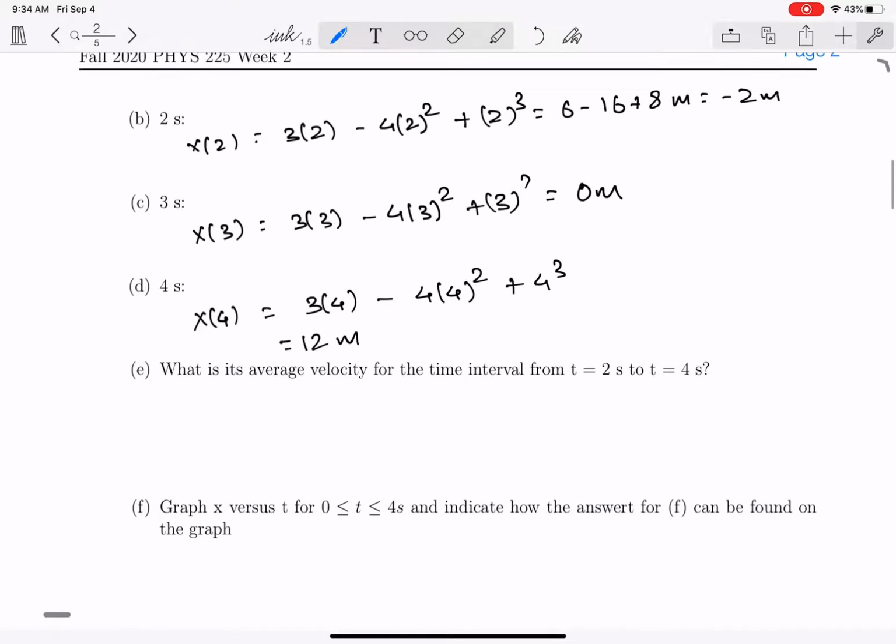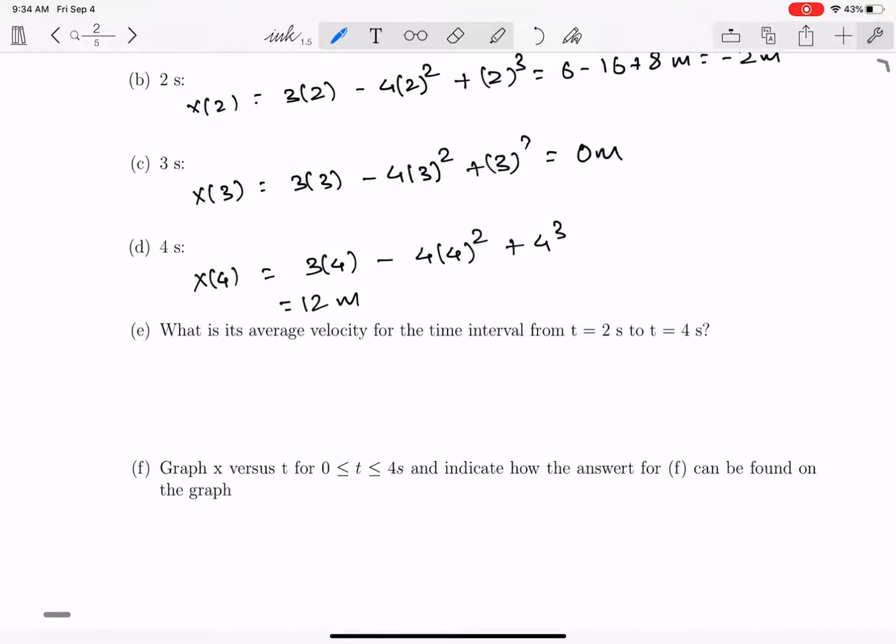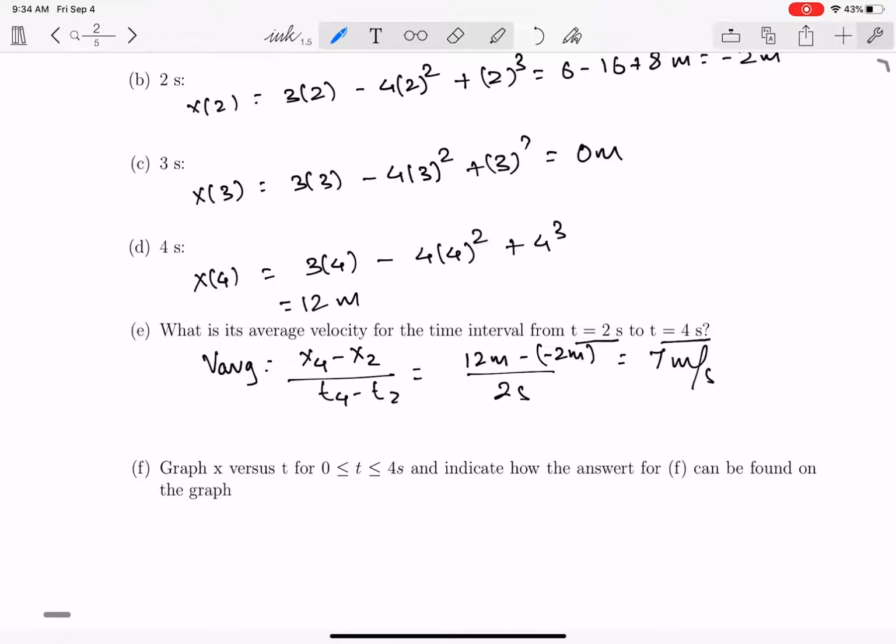Now, you are to find the average velocity. When I say average velocity here, you are trying to find the average between time equals 2 and 4. So V average is x4 minus x2 divided by t4 minus t2. We know that t4 minus t2 is 2 seconds. X at 4 is 12 meters, minus x at 2, which is minus 2 meters. So you have to be careful with that. That gives you 14 divided by 2, that is 7 meters per second.